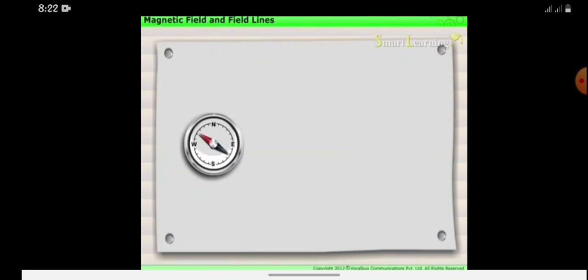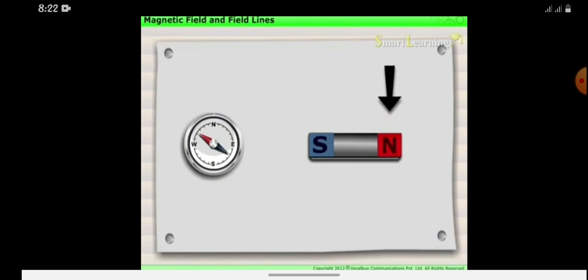Take a small compass and a bar magnet. Note that the red end of the magnet is the North Pole and the blue end is the South Pole. Place the magnet on a sheet of white paper fixed on a drawing board and mark the boundary of the magnet.